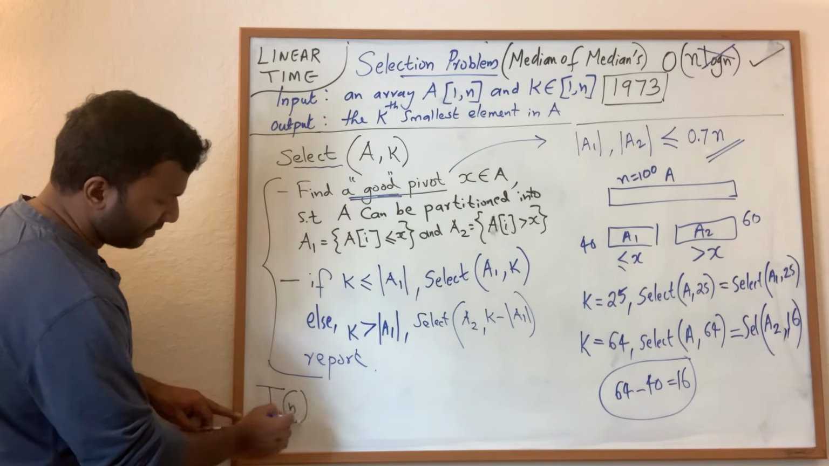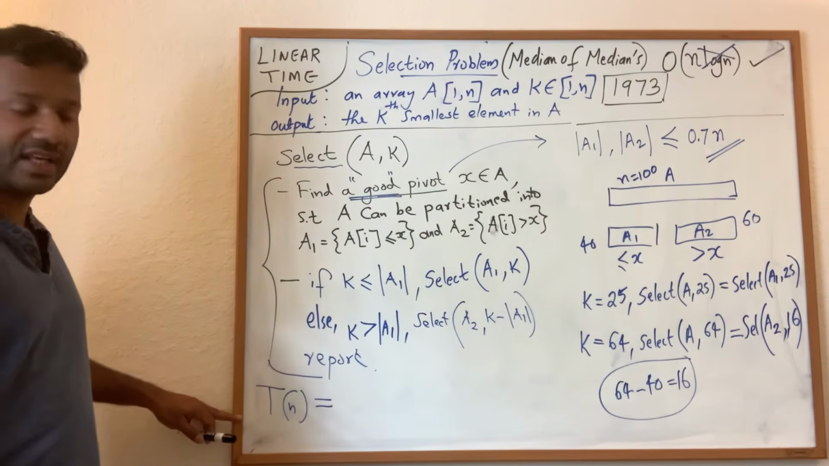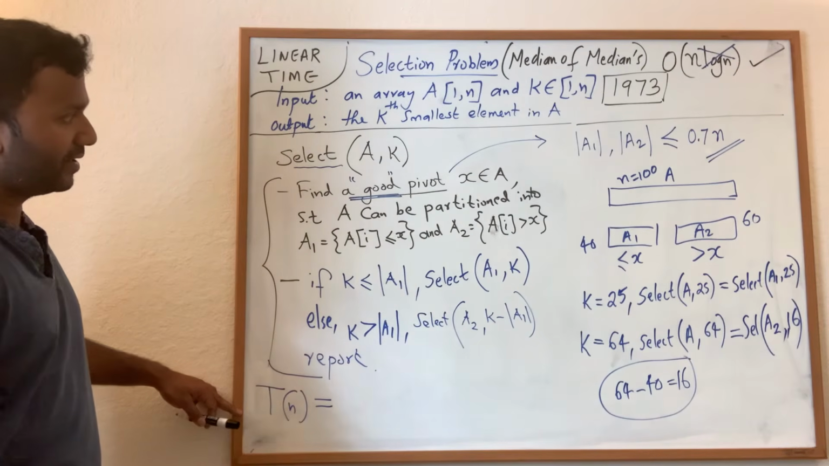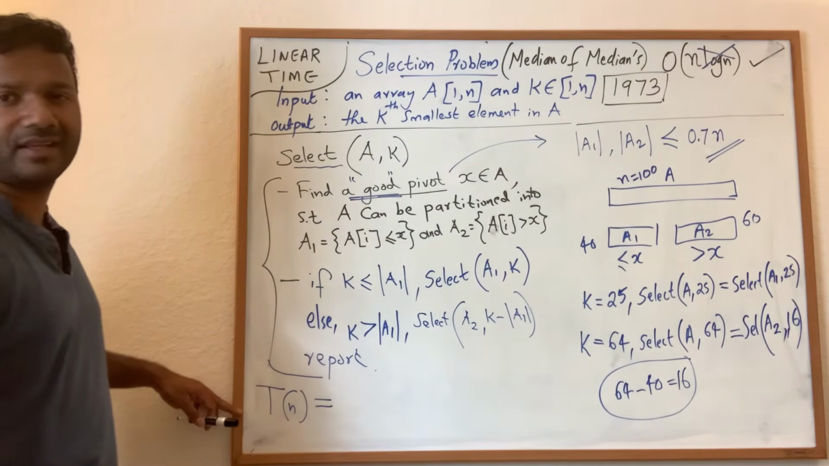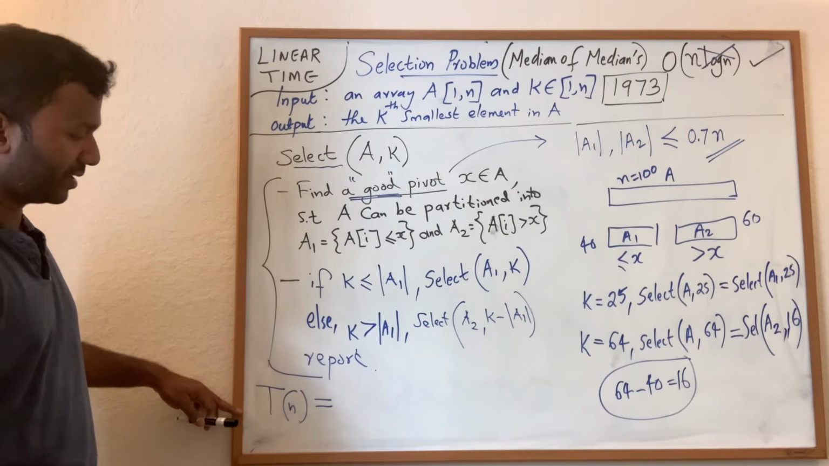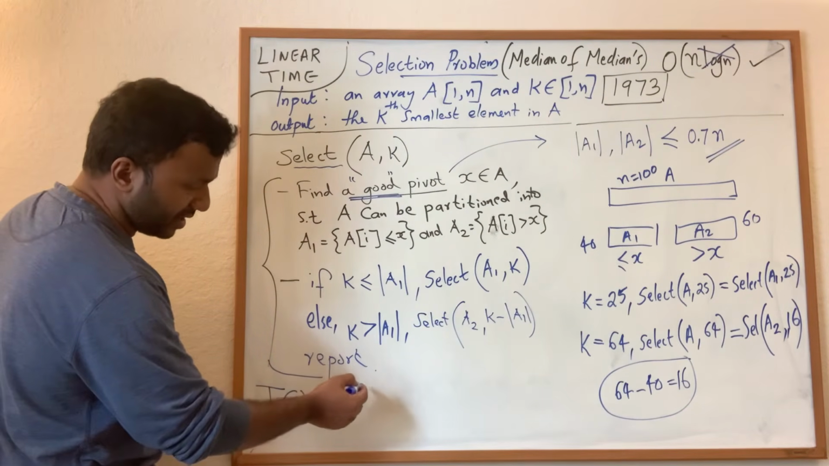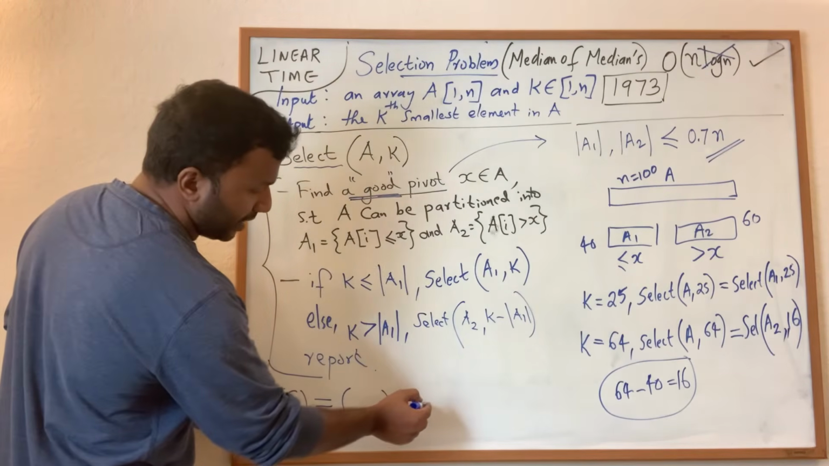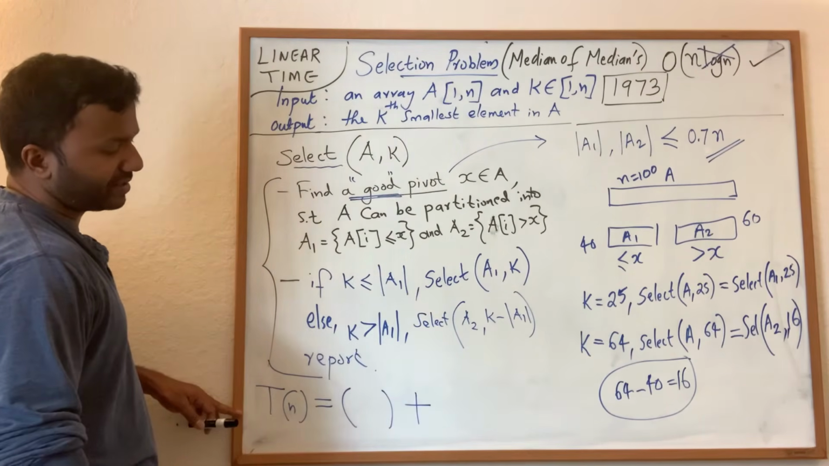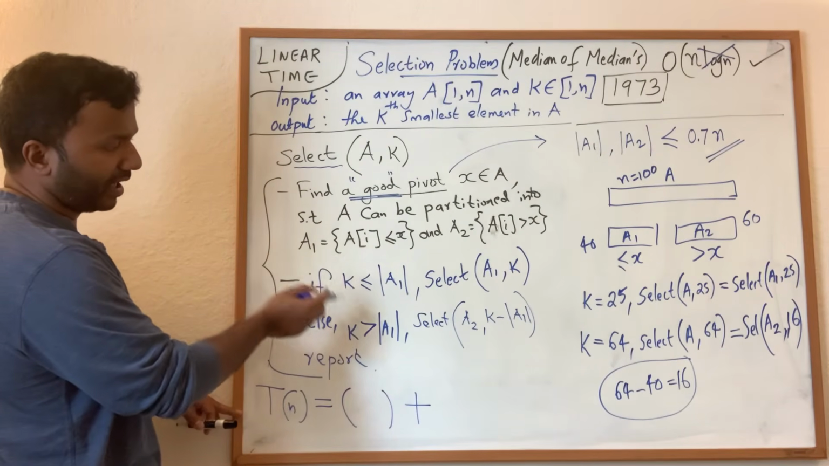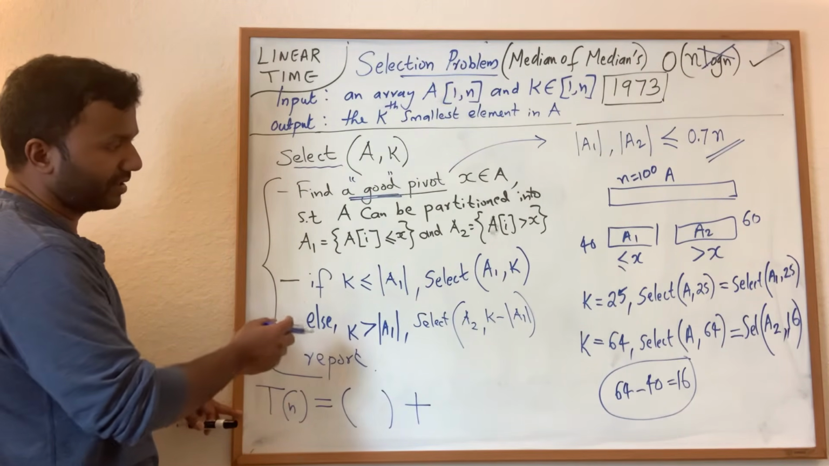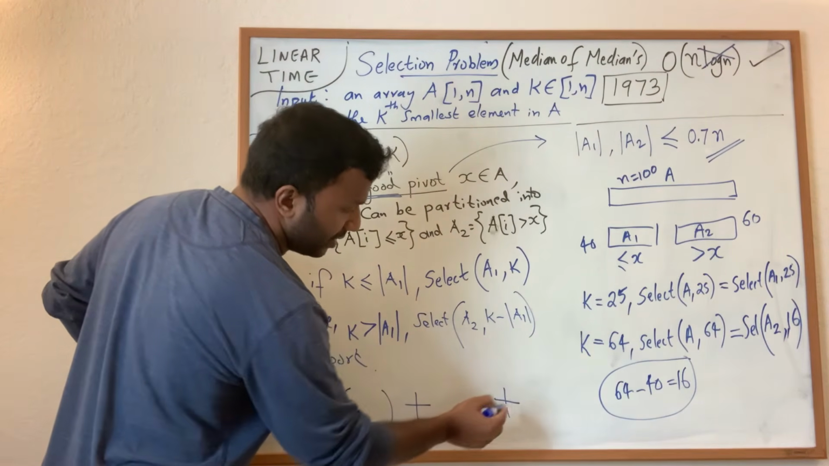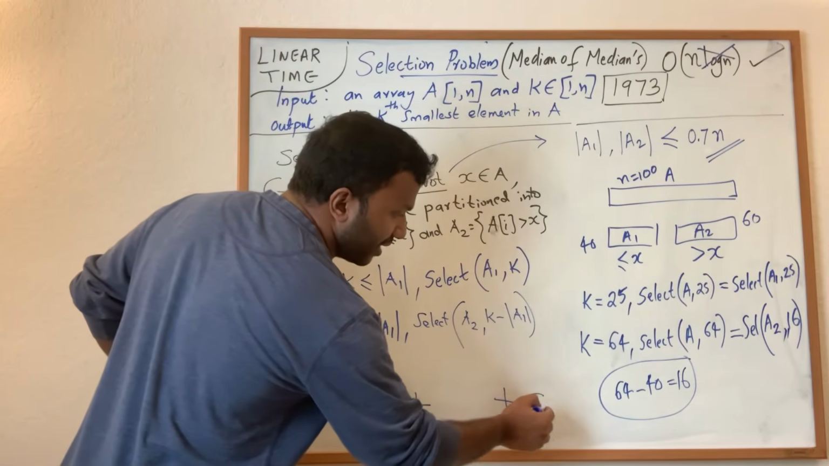Suppose Tn is the time to solve the original problem, that is select AK. The first step is I need to find a good pivot, and it is going to cost us some time. I'll leave it blank for now. And once I compute that number, I need to partition this into two arrays, and that step I can do in big O of n time, that is a constant times n.